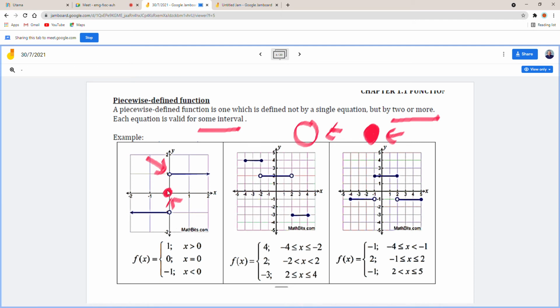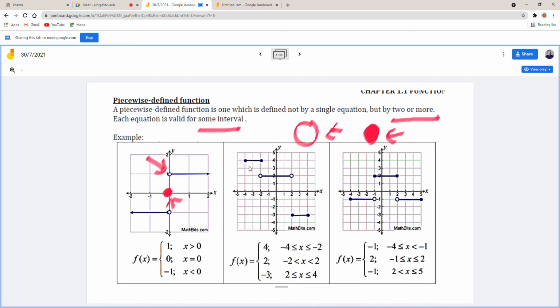Actually, you know why we're placing the dark and normal circle? Because we haven't determined the range. If it's dark, it means it's included. Okay, the black one is included. The white one is not included.